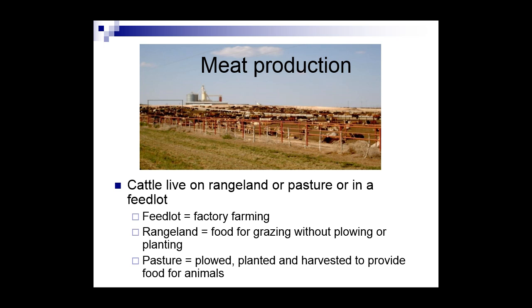So meat production. This is a feedlot in some part of the United States, and you can see there are lots of animals packed into this probably 1 acre facility. A feedlot is commonly called factory farming by the media, because the idea here is to raise an animal to maturity, to adulthood, to food status as quickly as possible, and then kill it and sell it.